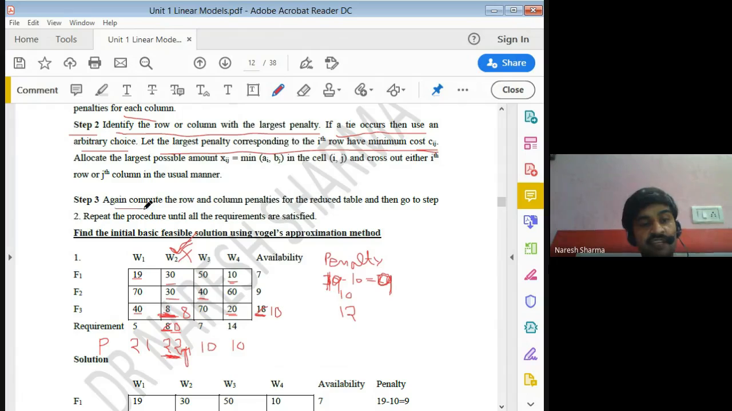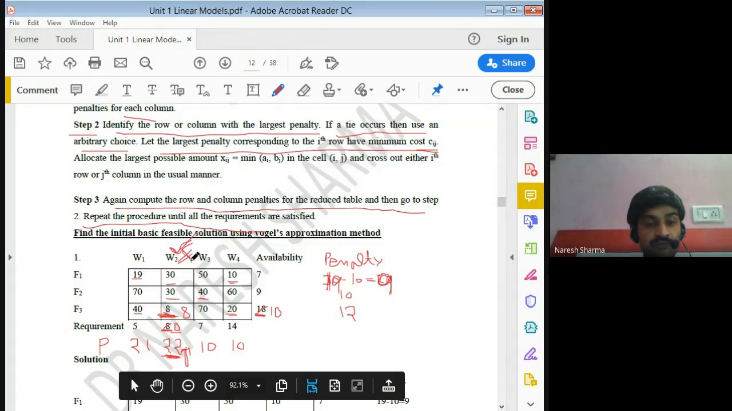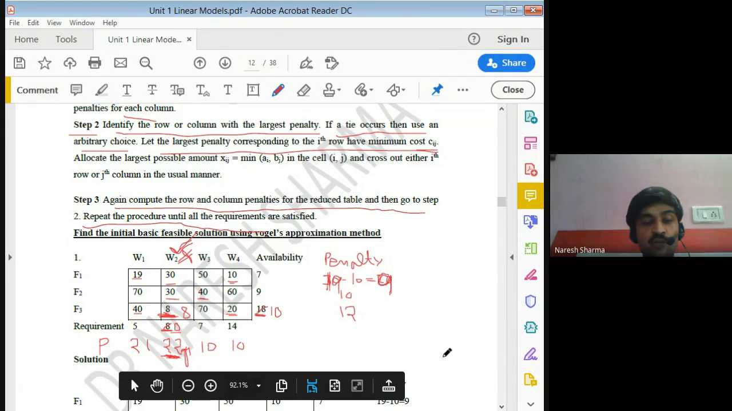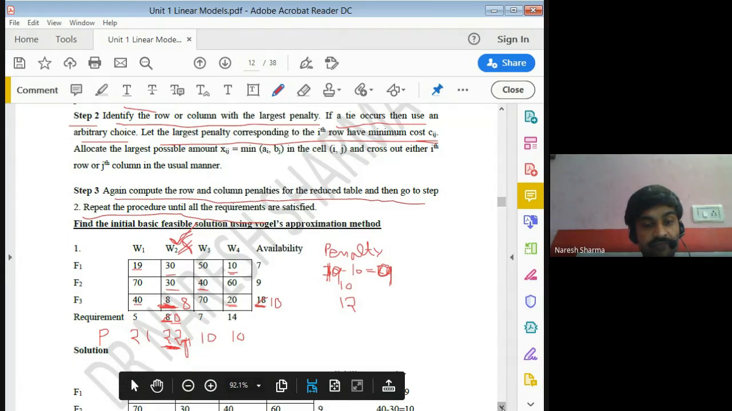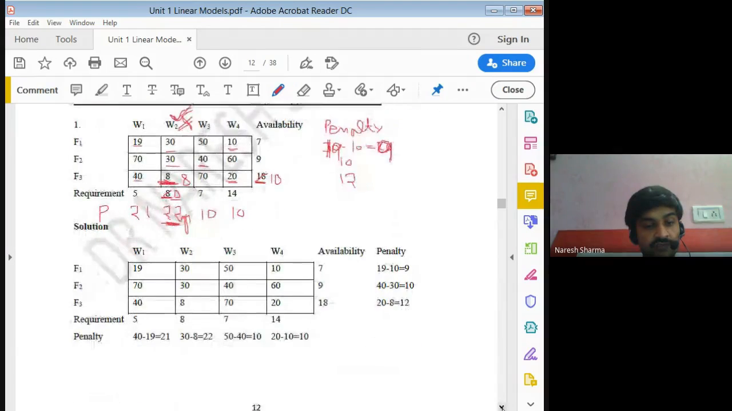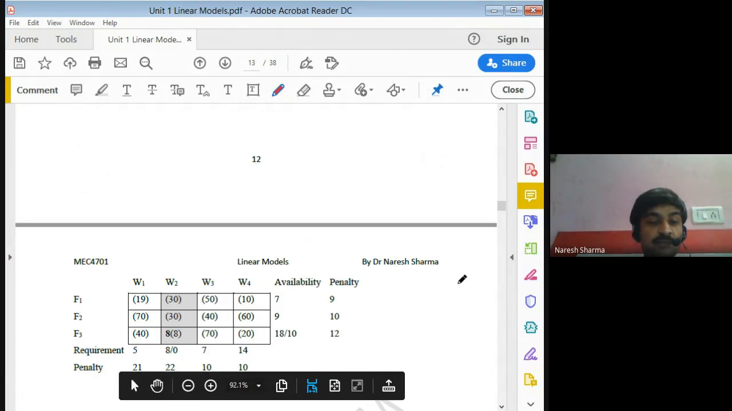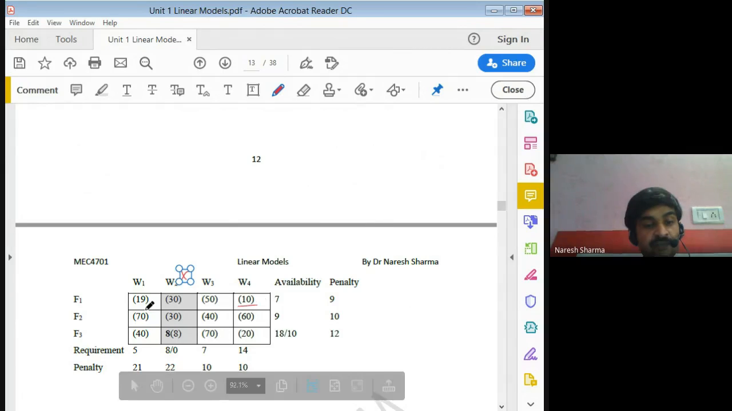And the third step says compute row and column penalty again to reduce the table and go to step again, and so on. So as the second column, second warehouse requirement is fulfilled, we are now left with 3 rows, 3 columns. Now again calculate your penalty from the remaining table once you delete your second column. So now the minimum value is your 10, the next minimum is 19, so its difference is 9 again.